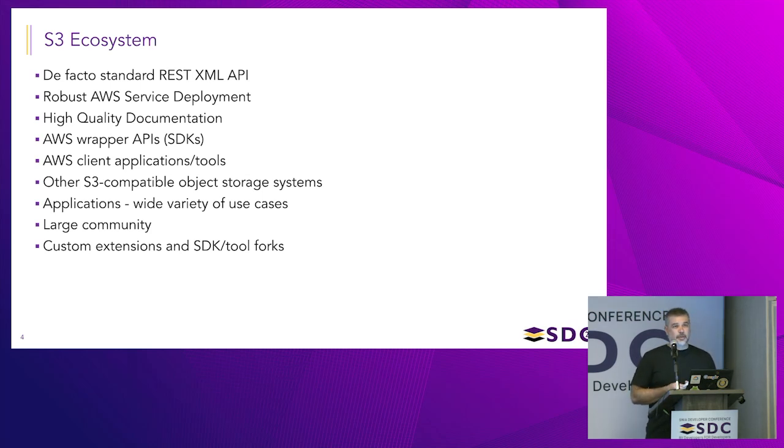You have a robust AWS service deployment for which the API was created, high quality documentation, AWS wrapper APIs in the form of SDKs, AWS client applications and tools, and then you have other S3 compatible object storage systems. There's also many applications around a wide variety of use cases and a large community. So all the SDKs are open source, that kind of thing. And then there's even custom extensions and SDK tool forks around.